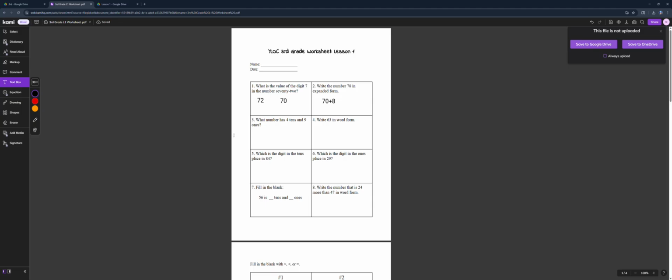Number 3, what number has 4 tens and 9 ones? So 4 is in the tens place, and then right after that, 9, which is the ones place. 49 has 4 tens and 9 ones.